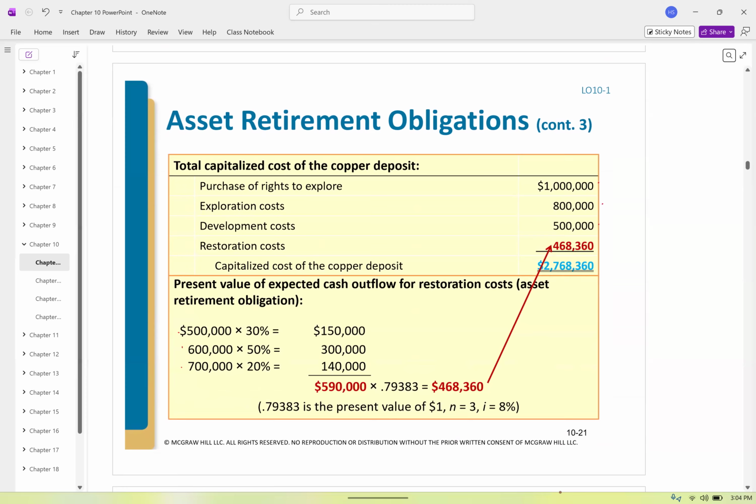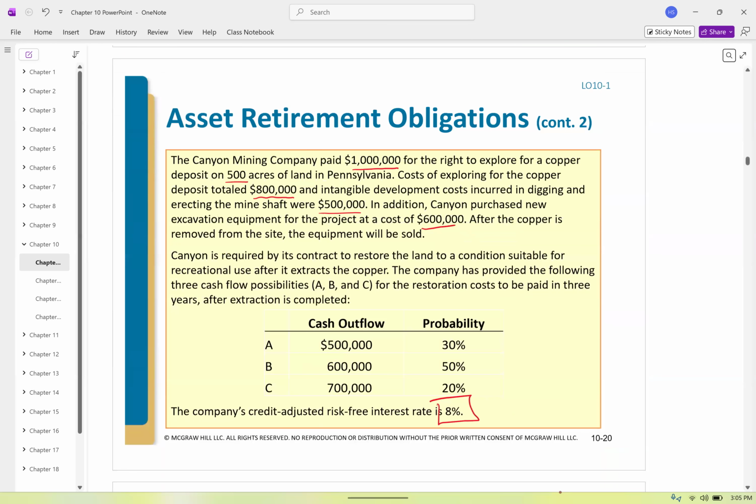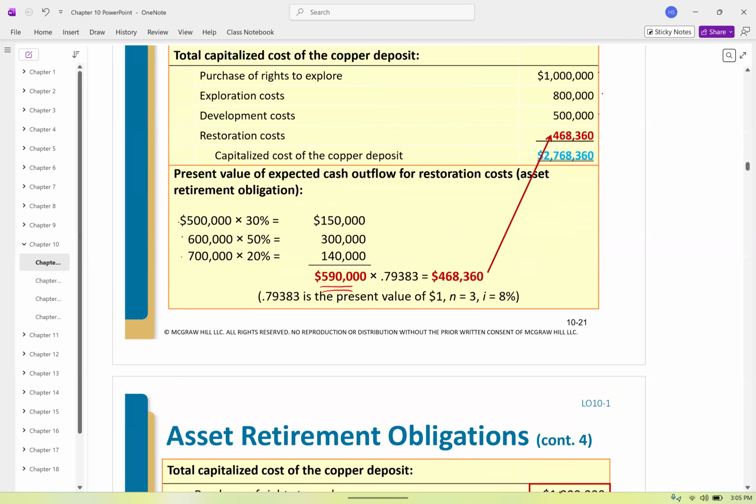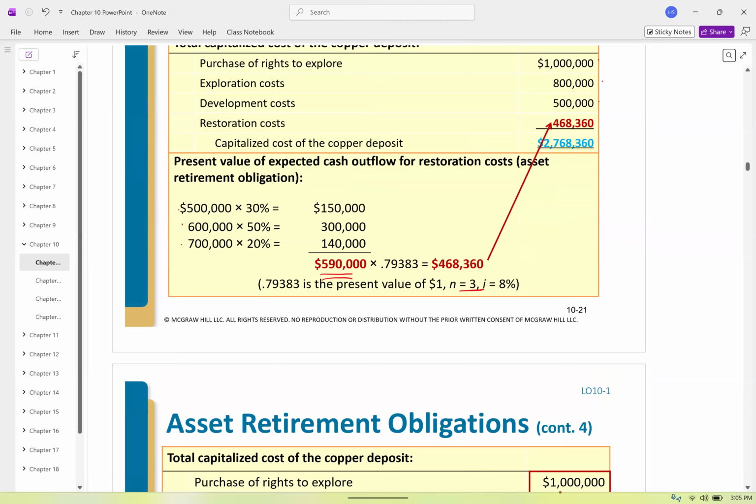All of those three different probabilities, we're going to take 500,000, multiply it times 30%, gives us 150,000. 600,000 times 50%, 300,000. 700,000 times 20%, 140,000. Okay, so we end up with a total of 590,000. That's what we expect to pay. Is it 3 years down the road? Was it 3 years? I can't remember. I think it is 3 years. Okay, yes, because their N is 3 right there.